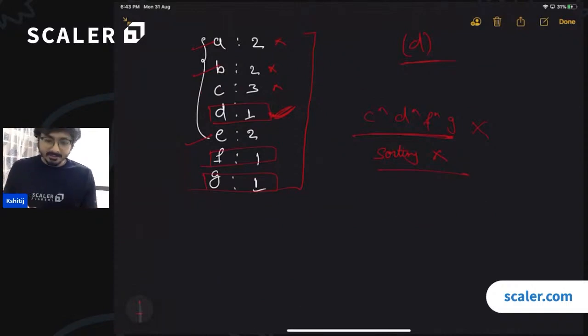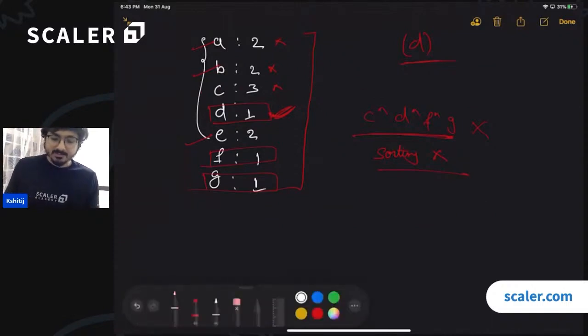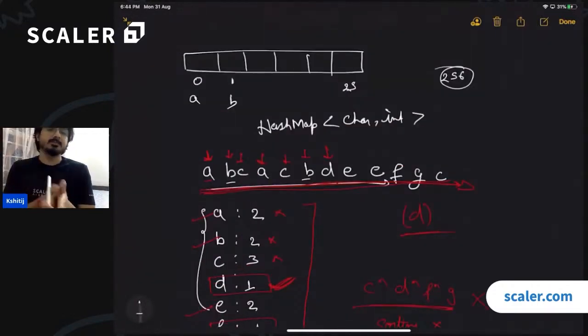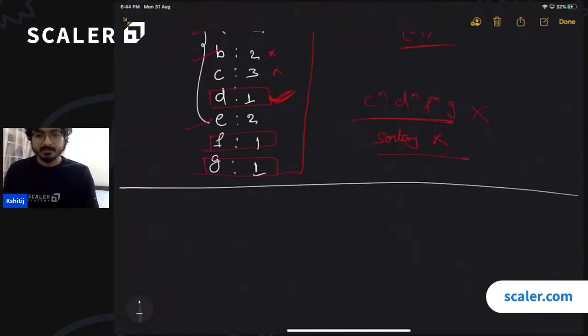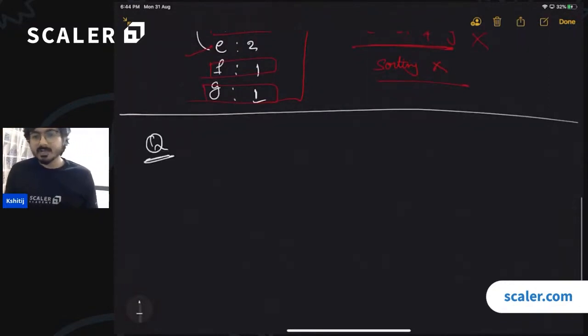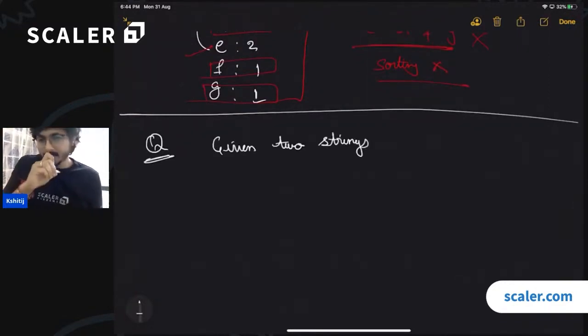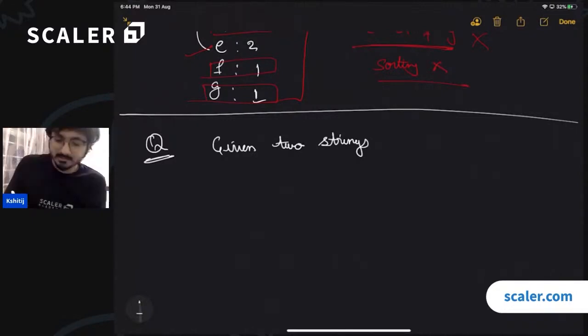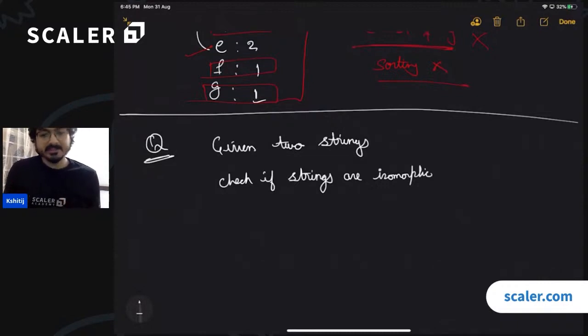Let us solve another very interesting problem. Now you should keep an eye on how a hash map is enabling you to solve this problem very easily. Okay, let's move on to the next problem. The next problem says that you are given two strings, and you have to check whether the strings are isomorphic or not.